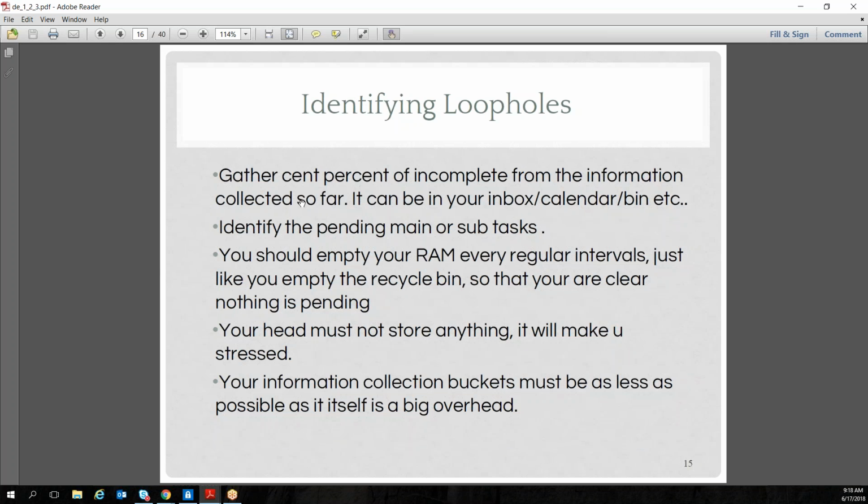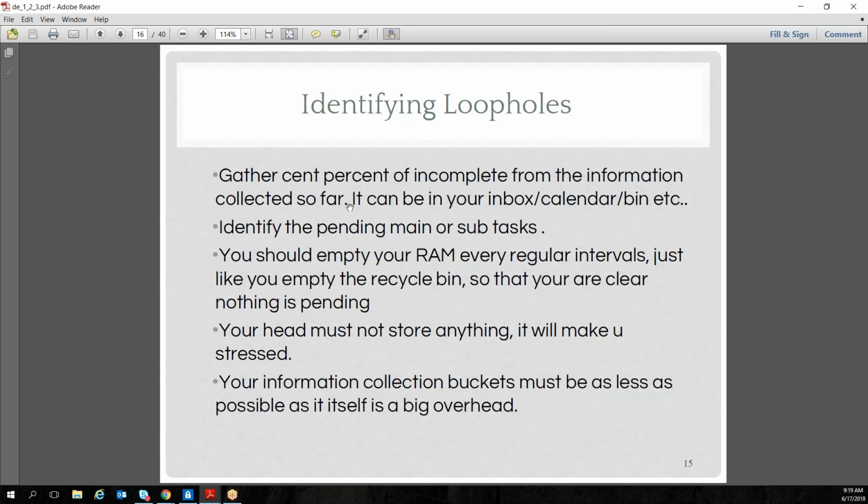First of all, whenever we are prioritizing things, we have to gather the incomplete items from the information collected so far. It can be in your inbox, calendar, or bin, etc. So if there is any incomplete stuff, any to-do stuff which you saved for later, we have to refer to the areas where we have stored that information, maybe your inbox, your calendar, your recycle bin. And then from that pending to-do list, identify the pending main tasks or subtasks.